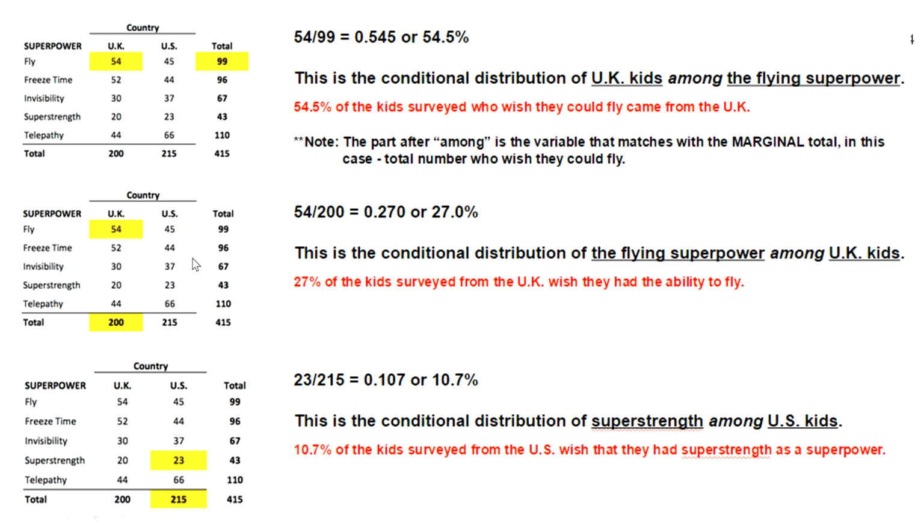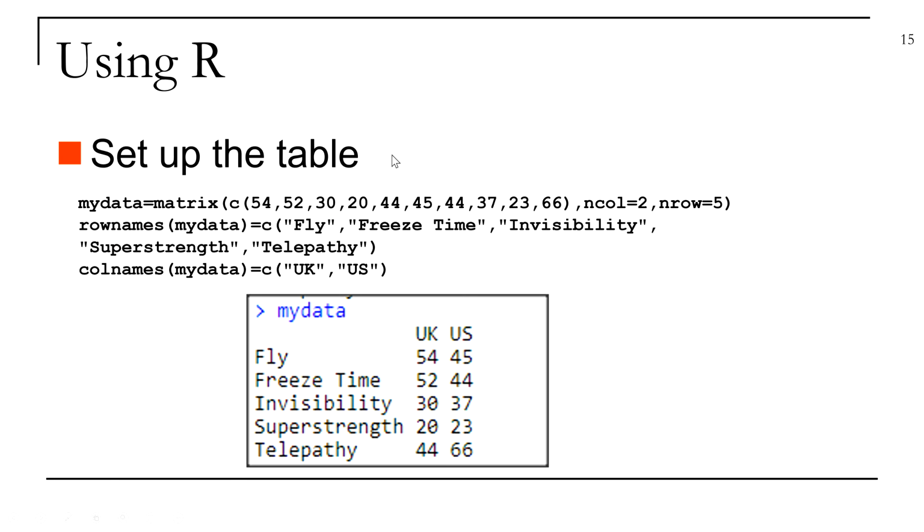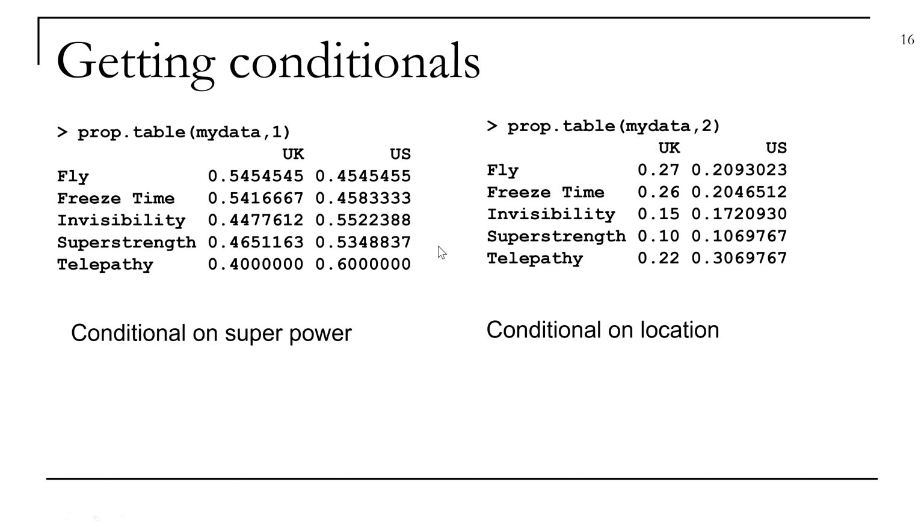And are we looking at the table in general? Are we looking at just rows? Or are we looking at just columns? You can set this up in R if you're curious about how to do all this. We can put the table in, put row names and column names in, and create this entire table in R. And then we can get the different conditionals.